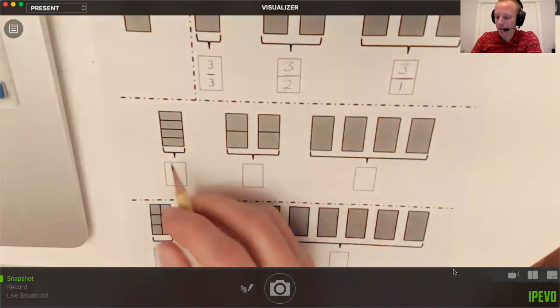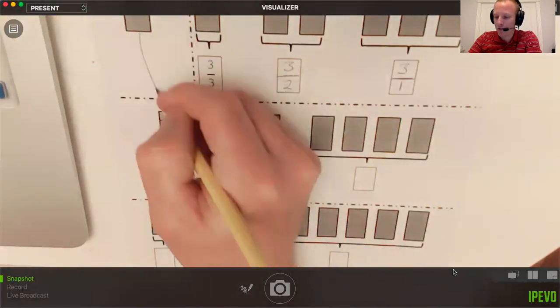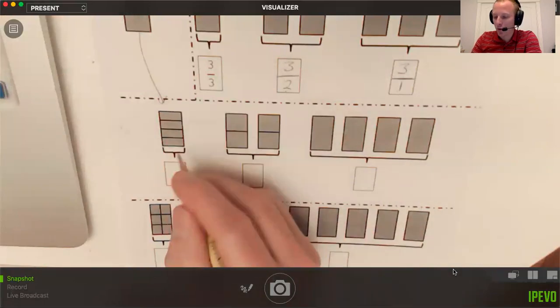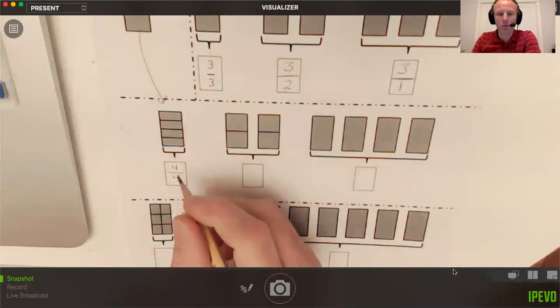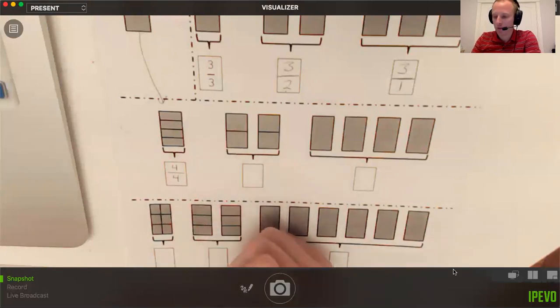Okay, well, 1 whole, again, that's the same size as that. 1 whole is made up out of 4 shaded pieces out of 4 total pieces, or 4/4. Okay, simple enough. Let's move over to this.